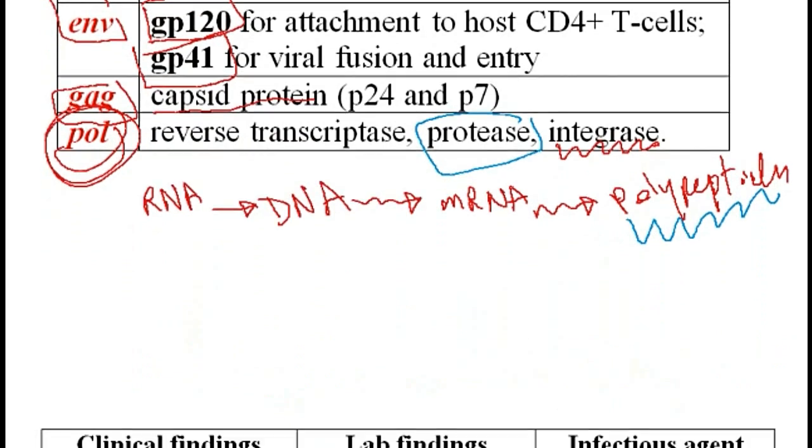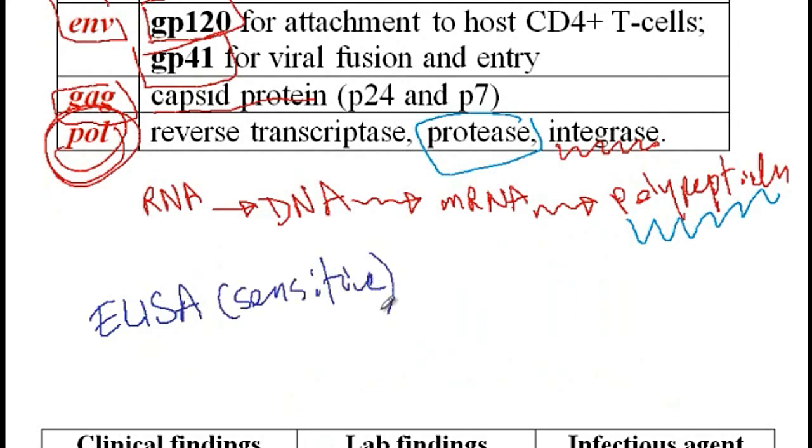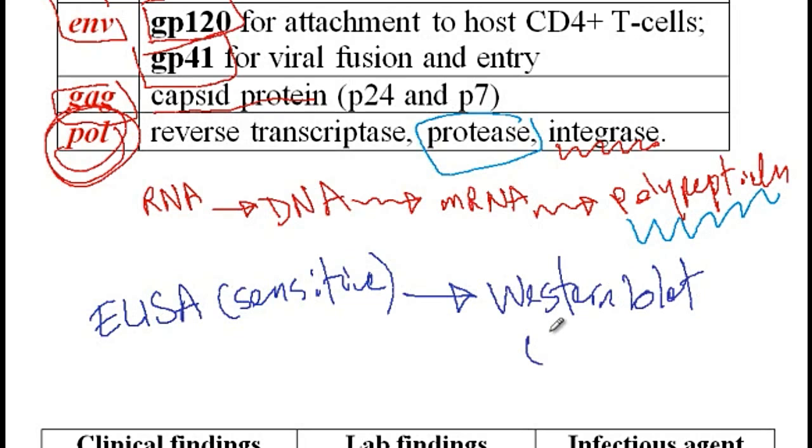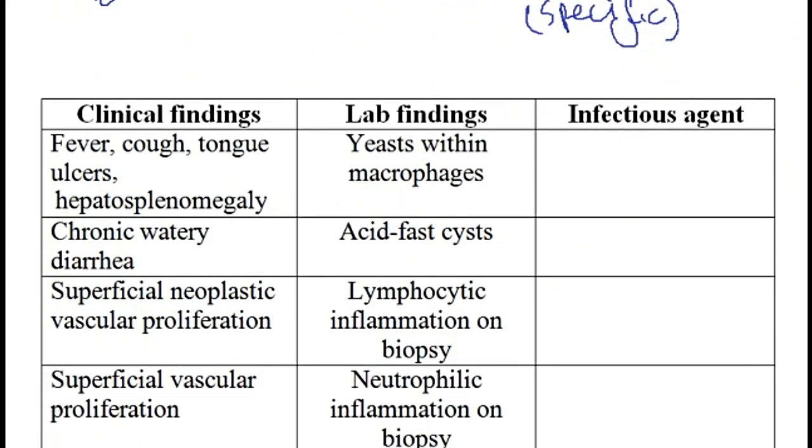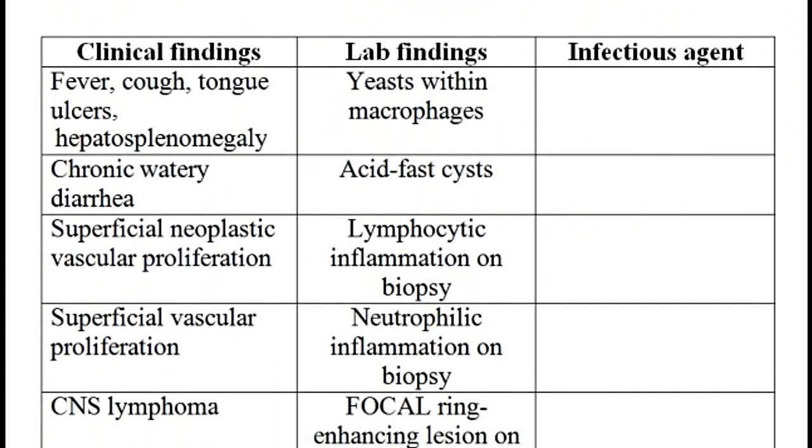So there are different tests that you can use for diagnosing HIV infection, and these include the ELISA test, which is a sensitive test. And if someone is testing negative for ELISA, then you can rule out the disease. However, if the patient is positive for ELISA, then you will have to use the Western blot next, which is a highly specific test. So if the patient now tests positive for Western blot, then you will rule in the disease.